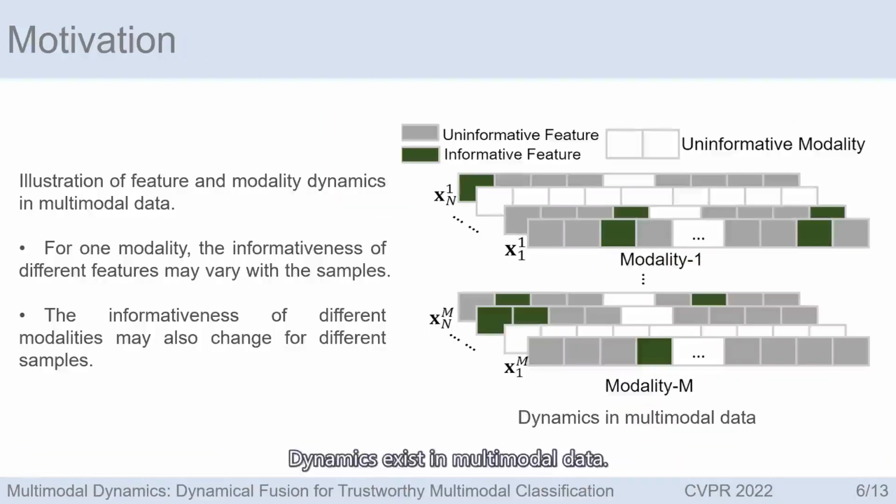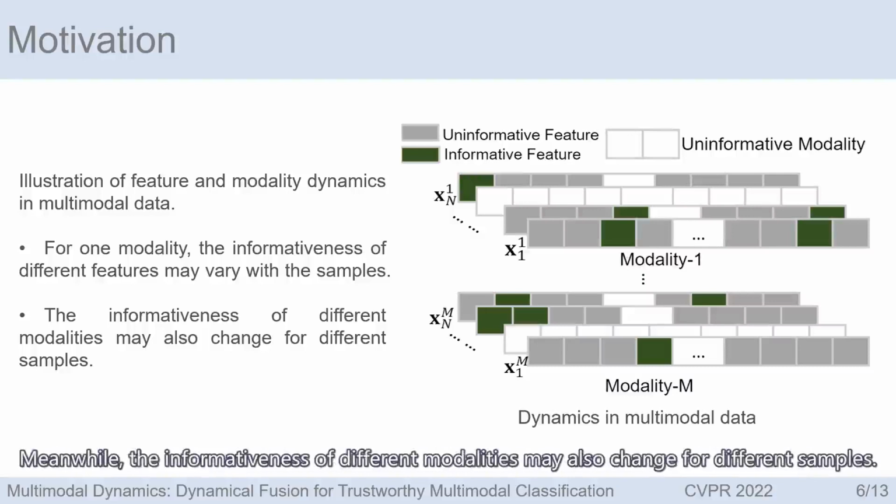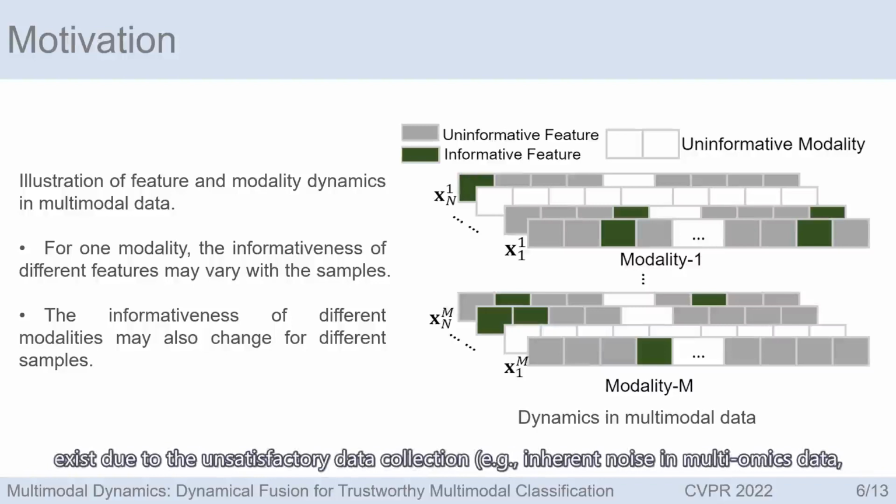Dynamics exist in multimodal data. For one modality, the informativeness of different features may vary with the samples. Meanwhile, the informativeness of different modalities may also change for different samples. In multimodal medical data, as shown in the figure, uninformative features and modalities widely exist due to unsatisfactory data collection.